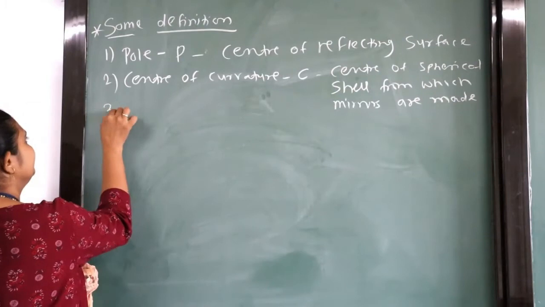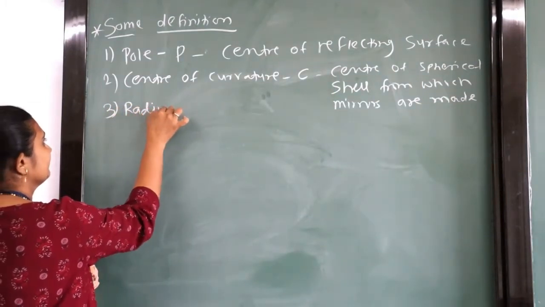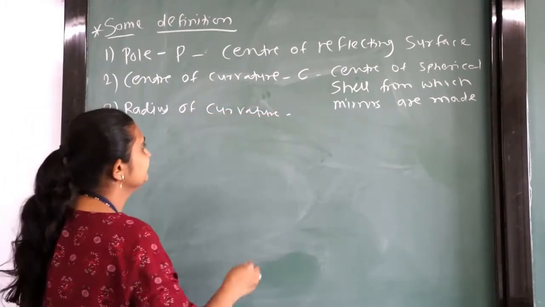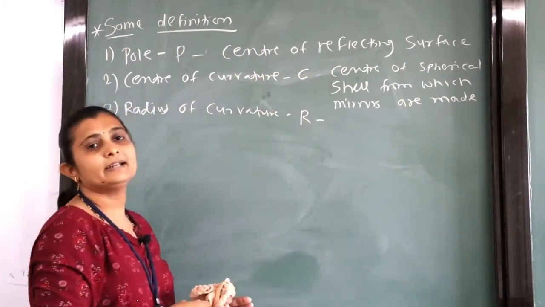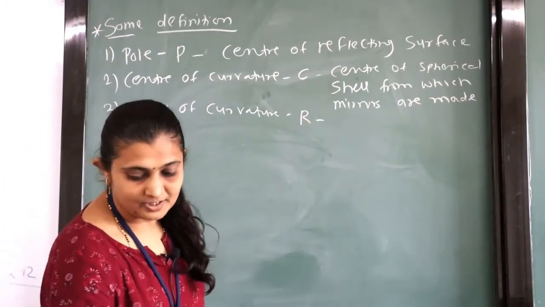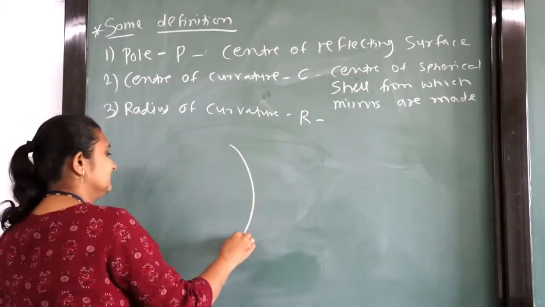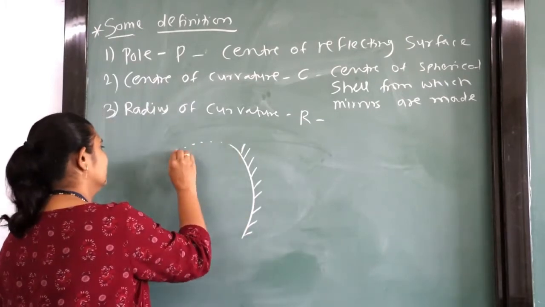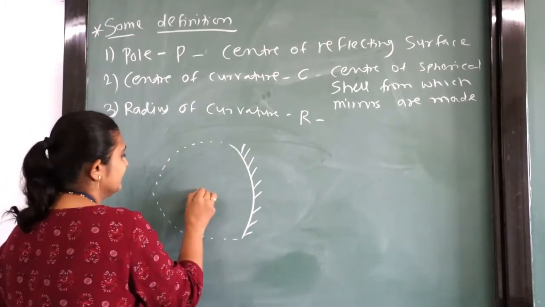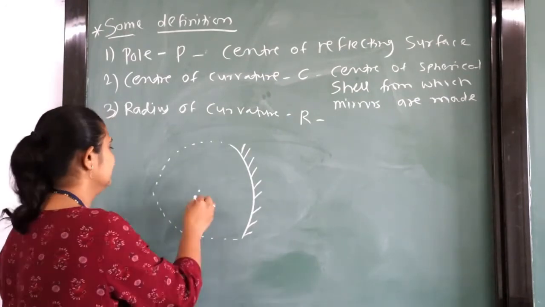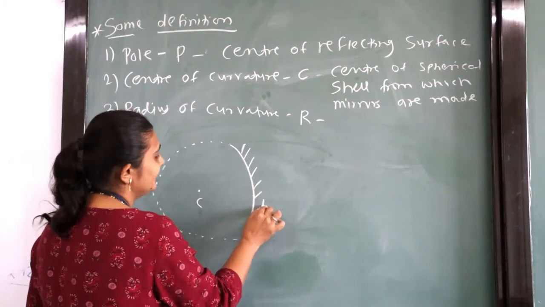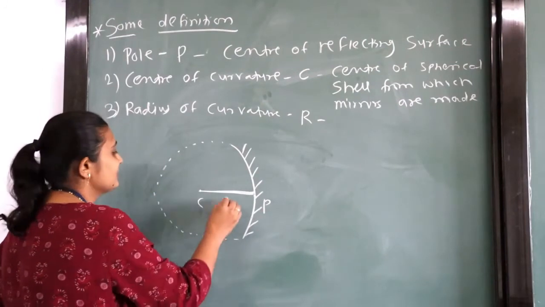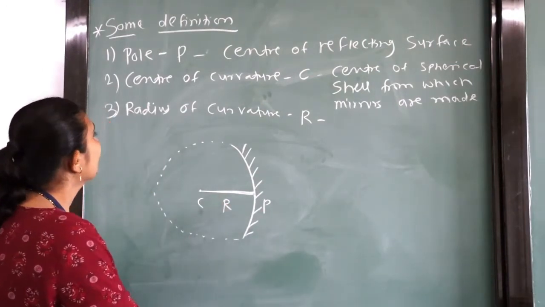The third definition is radius of curvature, denoted by capital R. Now we see the diagram. Concave mirror. Complete the circle. This is the center of the circle, C. Center of reflecting surface, P. And this distance from center to pole is called the radius of curvature.